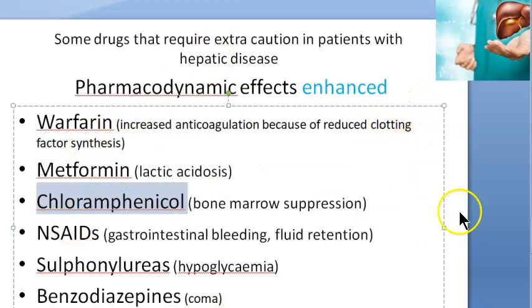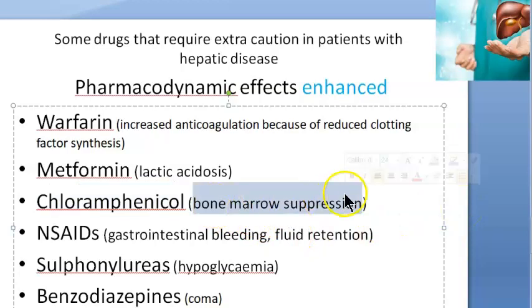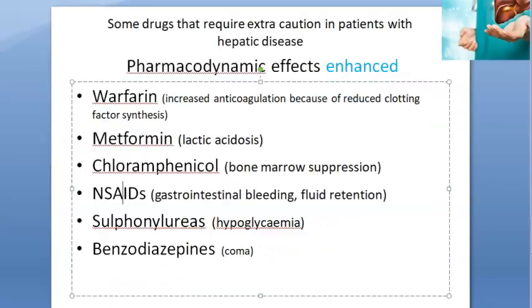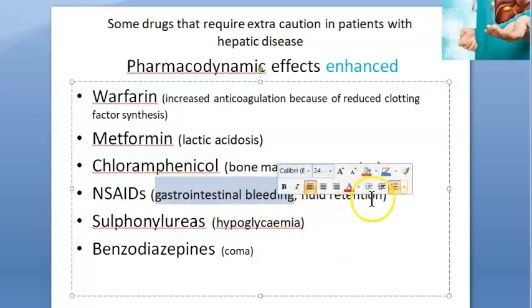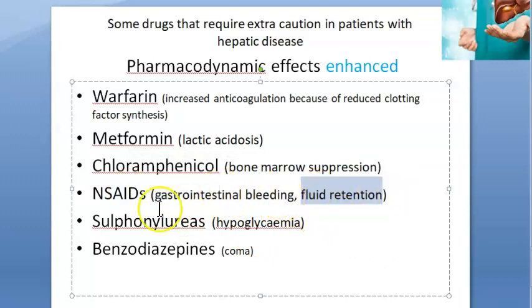Chloramphenicol. It is used for what? ENT, ophthalmology people use it. Bone marrow suppression it can lead to, because of liver disease, remember. NSAIDs, so basically if you're giving this, it can lead to what? Gastrointestinal bleeding, fluid retention, okay, fluid retention.